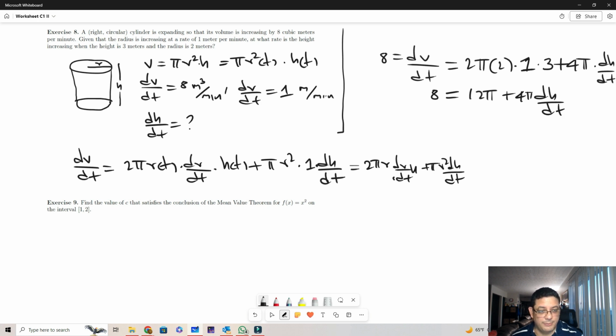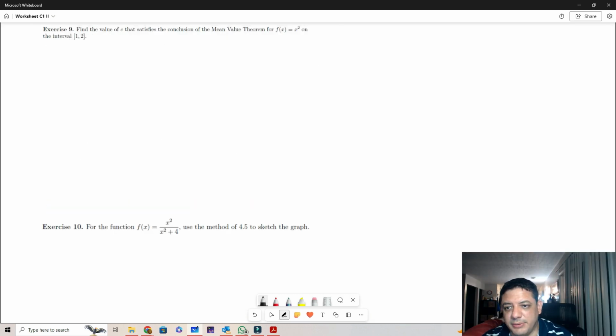So of course I can put everything to the other side, and this is (8 minus 12 pi) divided by 4 pi, and this is going to be dh/dt. And notice, because this is in terms of length, whatever this is going to be, it will be in terms of meters per minute.